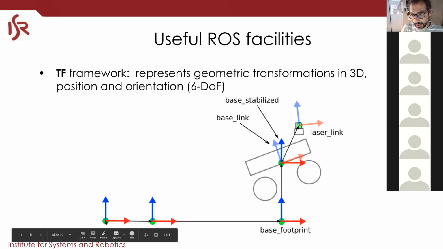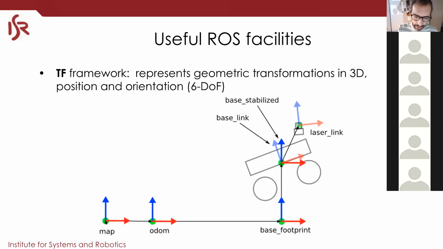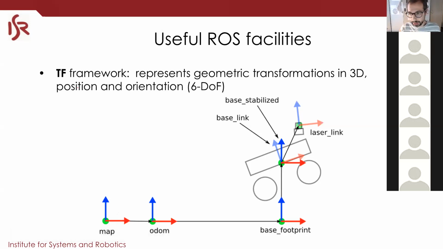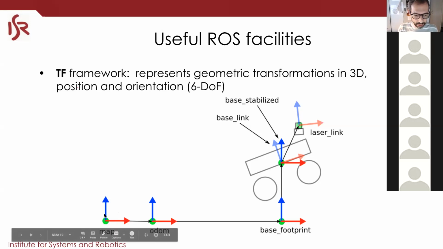The map is the global frame of reference of this TF, okay? But map is just another frame. There is nothing magical about this frame. It's just a name. It's called map, and for us it represents the coordinate frame of the map, okay?